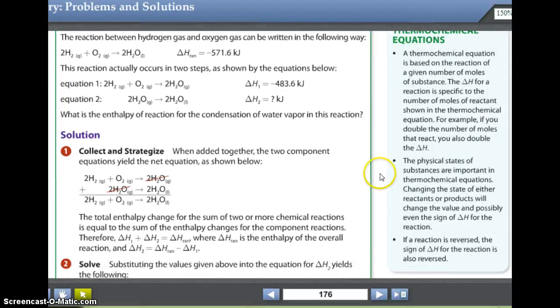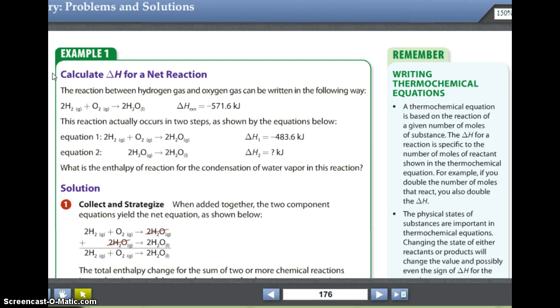The physical states of substances are important in thermochemical equations. Changing the state of either reactants or products will change the value and possibly even the sign of delta H for the reaction. If a reaction is reversed, the sign of delta H for the reaction is also reversed, but the numerical value stays the same.